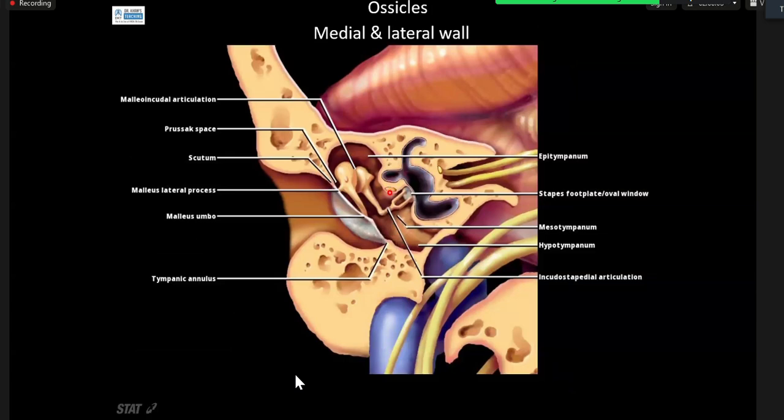So this is the middle ear cavity. And this is the external auditory canal. First of all, the tympanic membrane. So this is the tympanic membrane.